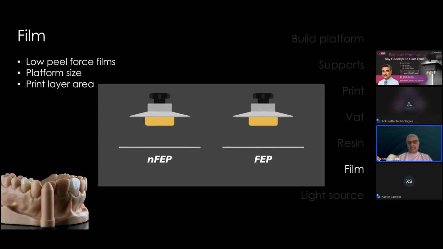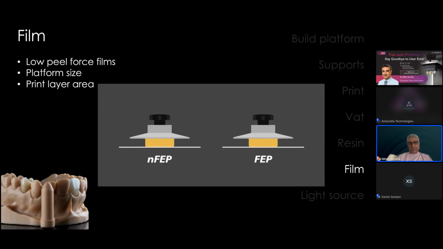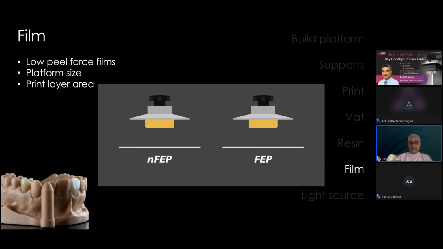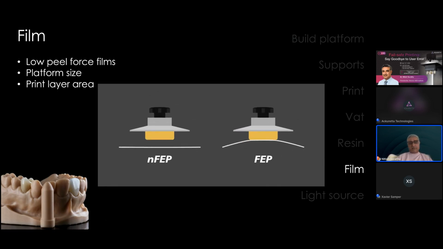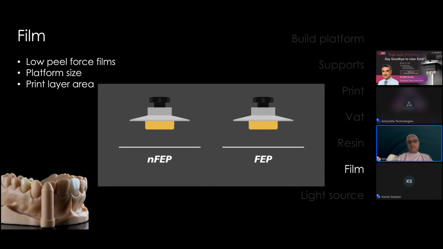If you've got a printer that has an FEP film, consider getting a new vat. If you call Ackuretta and you order a vat today, you will get a vat with NFEP film. And if you're printing in resins like splint resin and surgical guide resin, I highly recommend that you get a vat with NFEP film and that you print with NFEP film.